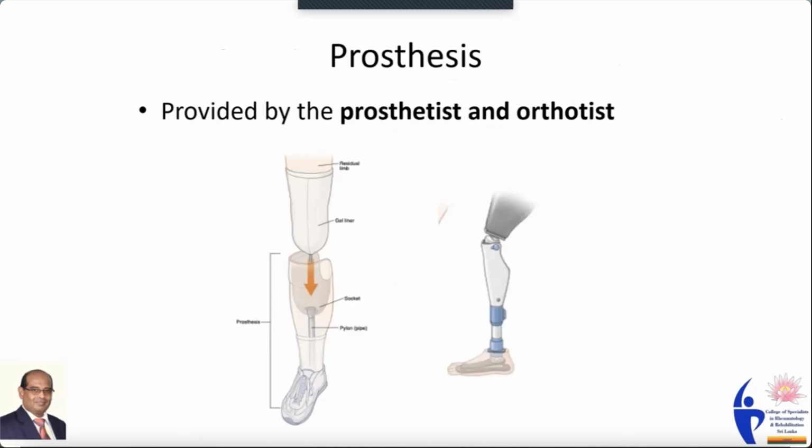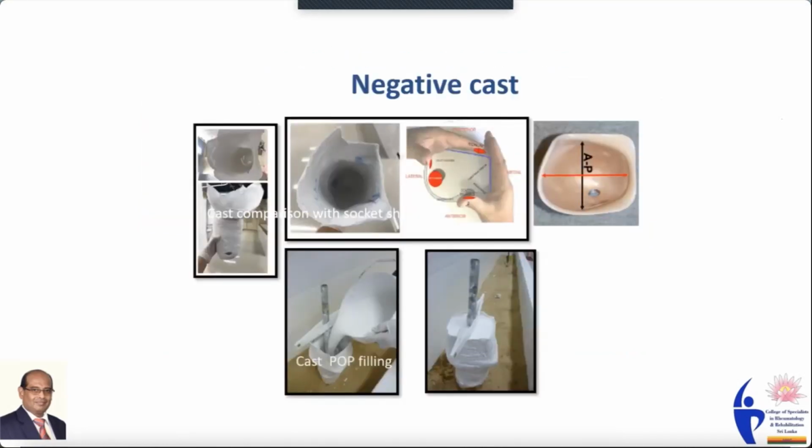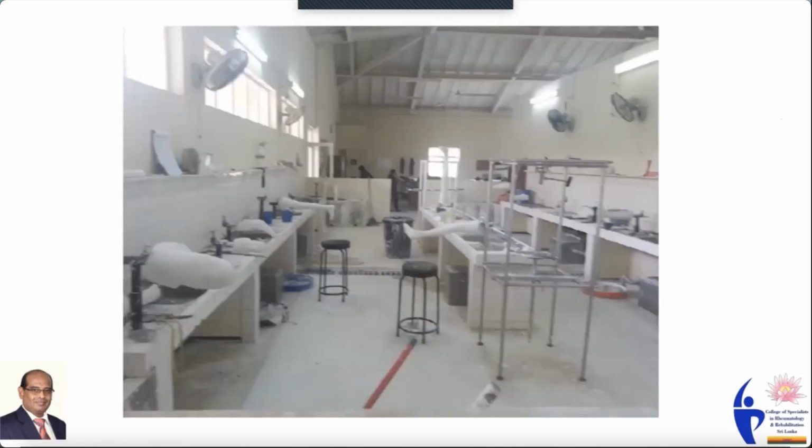There are different components within the prosthesis, and these components need to be bought ready-made, and then we make the outer coverings and the rest of it in the P&O clinic or workshop. They do it first by casting, and then get the negative cast, then do a rectification of that, and then they make the fabrication.